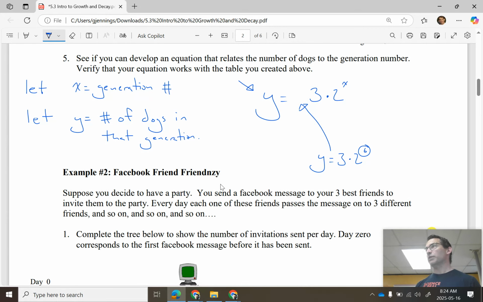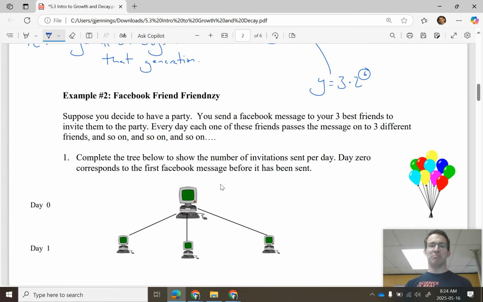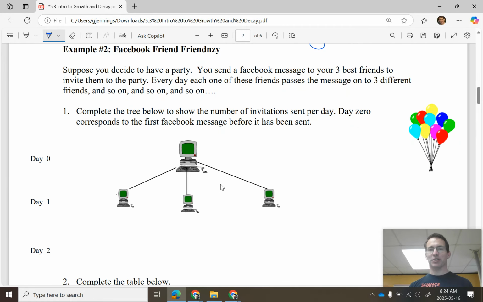Any of you on Facebook? That's how you can tell how old this package is. We've got Facebook Friend Frenzy. And look at the computers. Oh man, they look like the computers in our library.